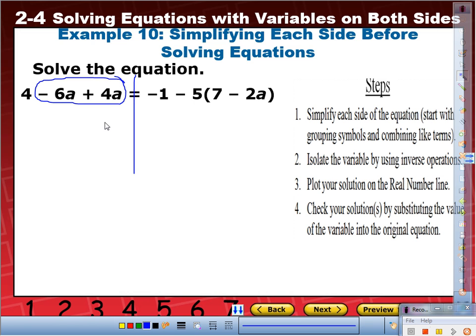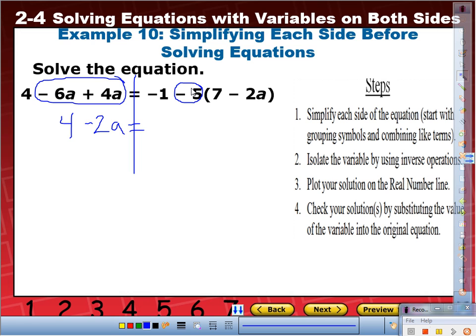Negative 6 plus 4, that's what? Negative 2a. I bring down the 4. Look at these two. Can I combine anything else here? No, I'm done with this side. Now let's move on to this side. Grouping symbol, is that correct? Yeah. There's a 5 in front of it, but what symbol is in front of it? The negative. This becomes a negative 5.